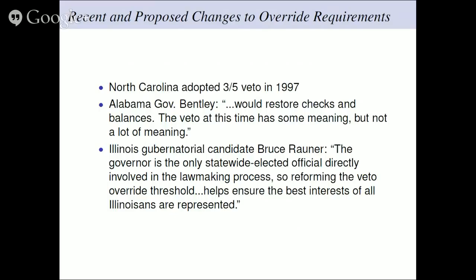Bruce Rauner might be the first gubernatorial candidate to try to increase his powers before he's even elected. Unfortunately for him, the state Supreme Court just threw this off the ballot. But if he wins, he said he's going to pursue this, calling it an important part of reforming state government. So it's critical that we understand how override requirements structure executive-legislative bargaining. Does raising the override requirement actually produce stronger governors, stronger executives?